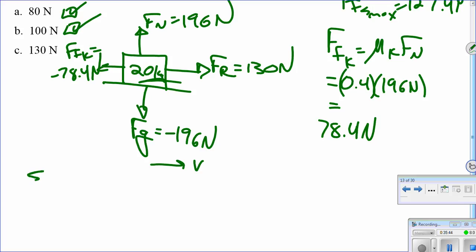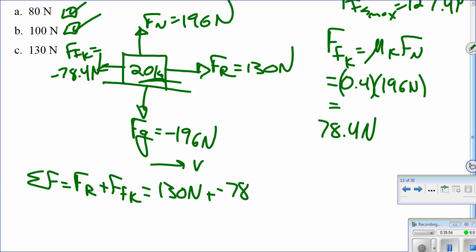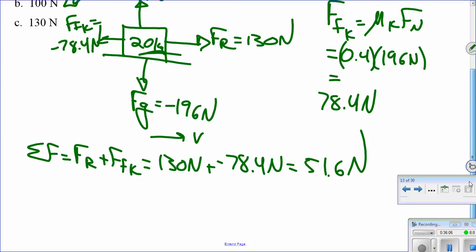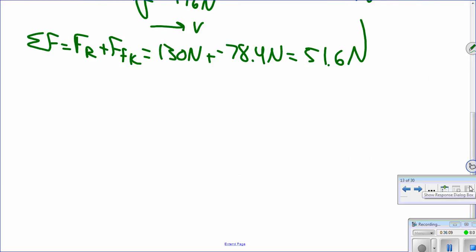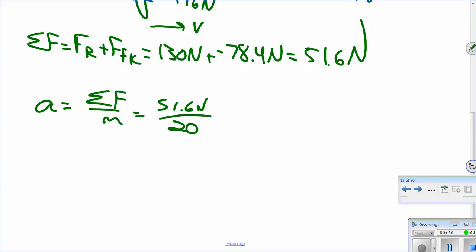Okay, so my net force here is just Roy's force plus my kinetic friction. Roy's force is 130. My kinetic friction is negative 78.4. So the net force ends up being 51.6 newtons. And now we can find our acceleration. Force over mass, 51.6 newtons over 20 kilograms, and you get 2.58 meters per second squared.